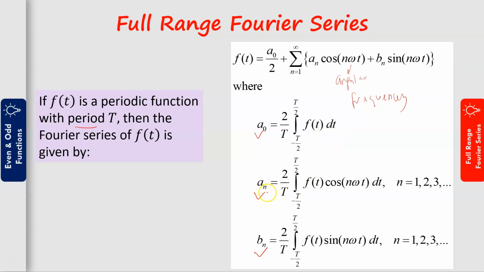And then for the a n, we do the same way as a naught, but your function here you have to multiply with cos n omega t. And here this n should be equal to 1, 2, 3 up to infinity. And then for b n, you have to change the function instead of using cos. So for this b n, we will integrate the function f(t), and we multiply with sin n omega t. And then here n also equal to 1, 2, 3 up to infinity.